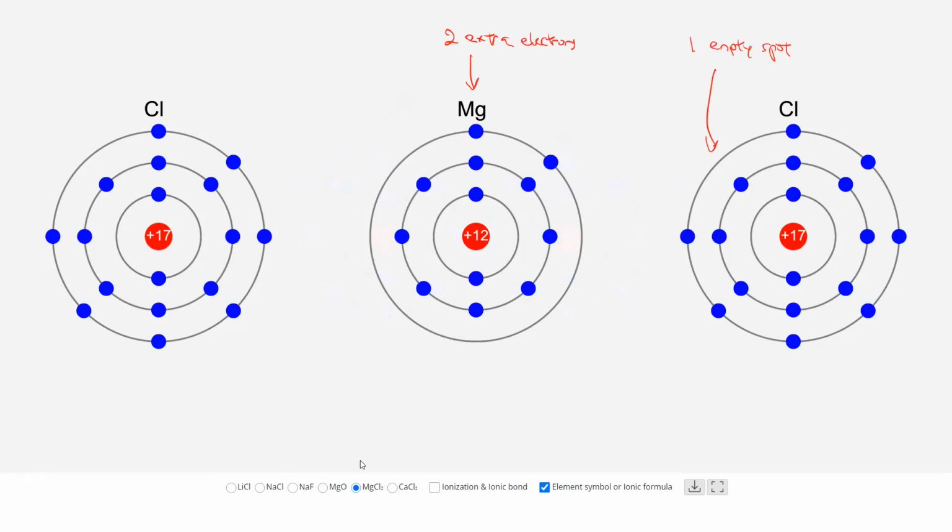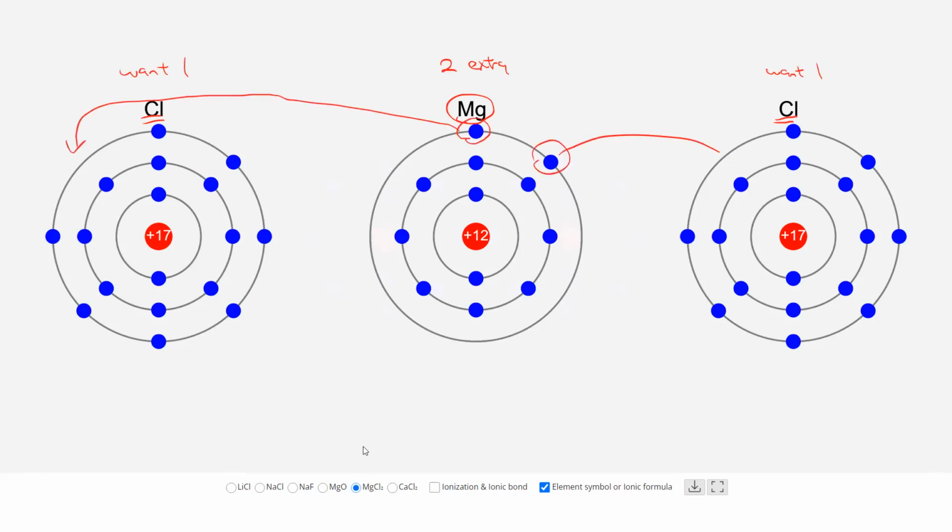So the solution is quite simple. You just get 2 chlorines to match up with 1 magnesium. And that's okay because you've got 2 extra and you want 1, and this one also wants 1. So the magnesium will simply give 1 to each. It no longer needs to give both electrons to the same one, like it did with oxygen. That's one way to do it. But another way to do it is to go, okay, this one, maybe you go here, this one, maybe you go there, or the other way around. It doesn't matter. But the point is, once that happens, magnesium is happy again, and both chlorine are happy again.